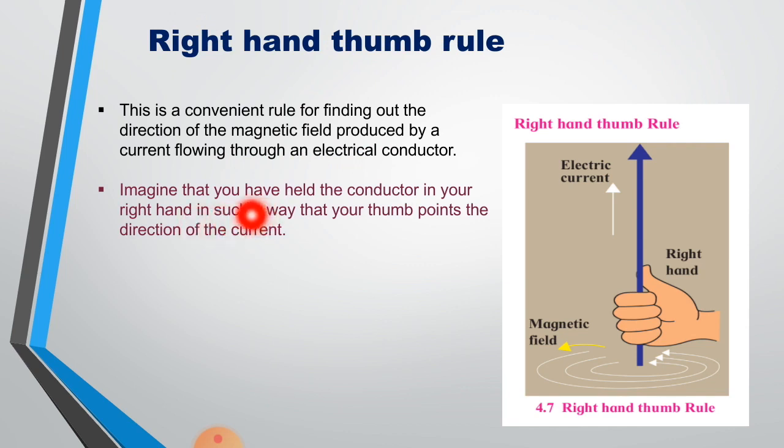Let's take this as a game, and you have to imagine that you have held the conductor in your right hand. So you have to take your right hand, and imagine that you have held the conductor in your right hand in such a way that your thumb points in the direction of current. So you have to arrange your right hand like this. Okay, so this thumb will show which direction? It will show the direction of electric current.